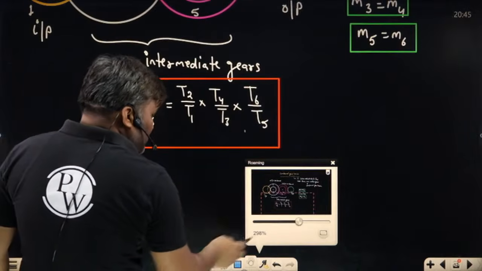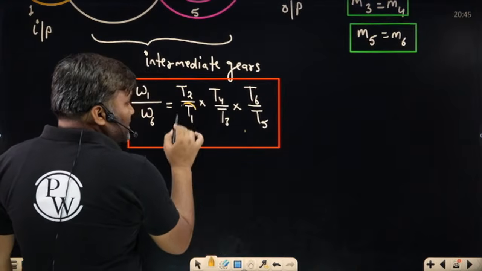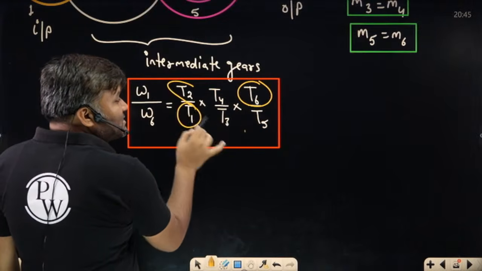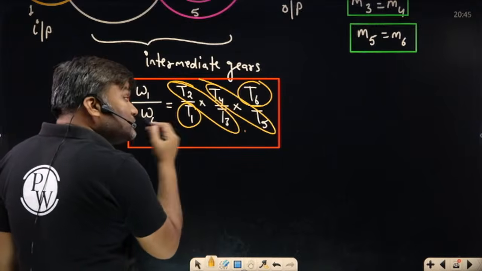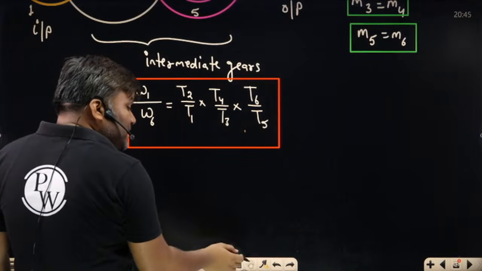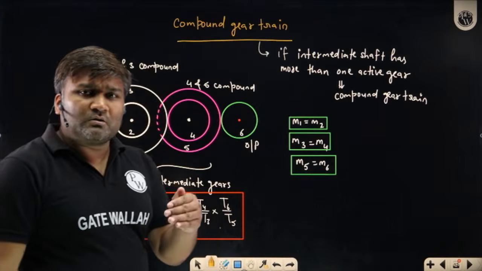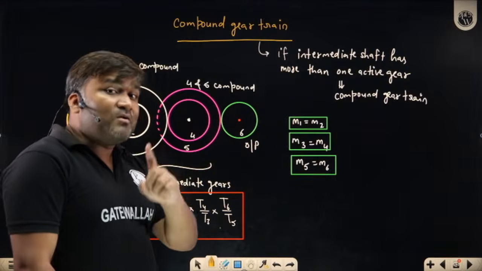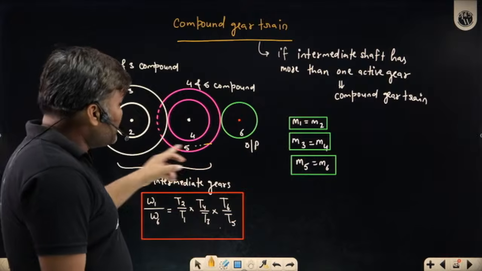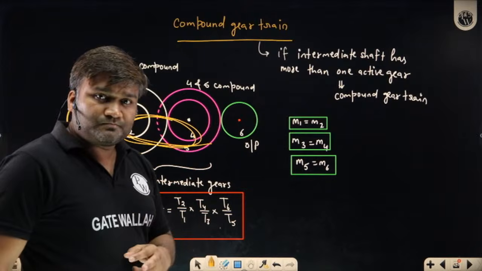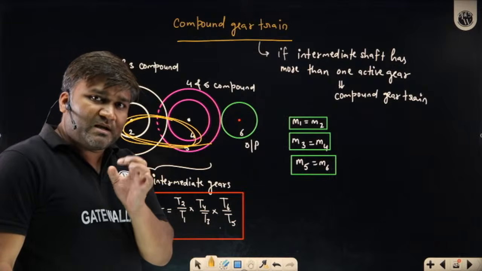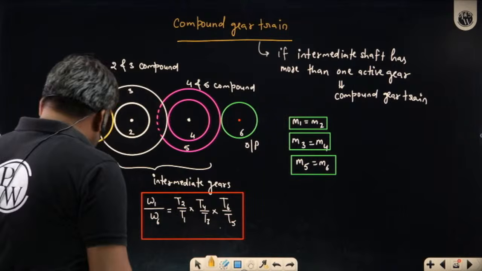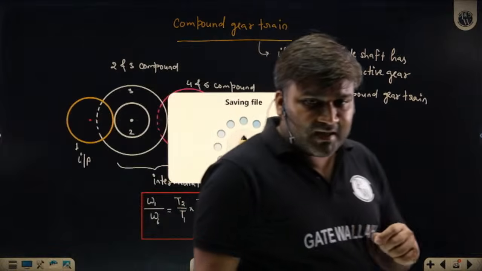If you see here, input teeth T1 is there, output teeth T6 is there, and all intermediate gears T2 and T3, T4 and T5 are also participating in the velocity ratio. Now in this case, even all the intermediate compound gears are participating. This time they are not called idlers. They are compound gears. Every compound gear is going to participate. Is this clear? Tell me in the chat if anyone is having any problem.